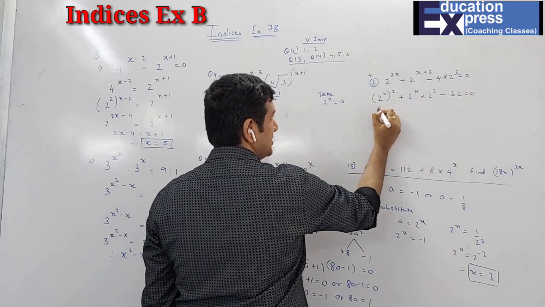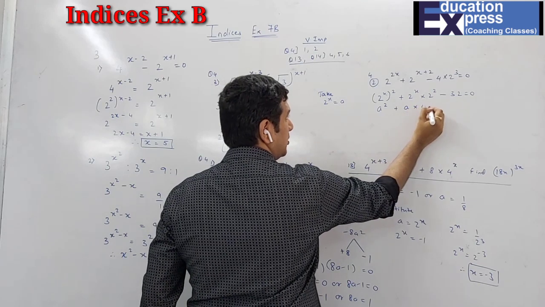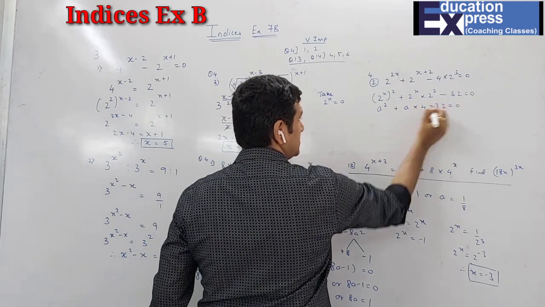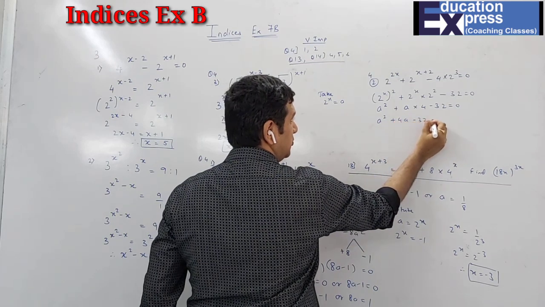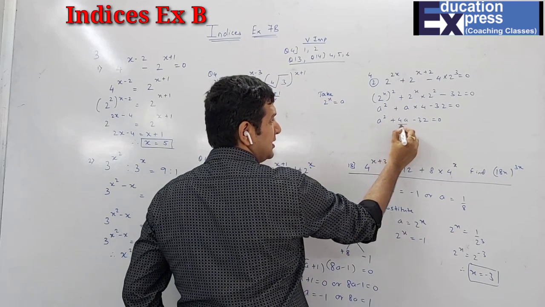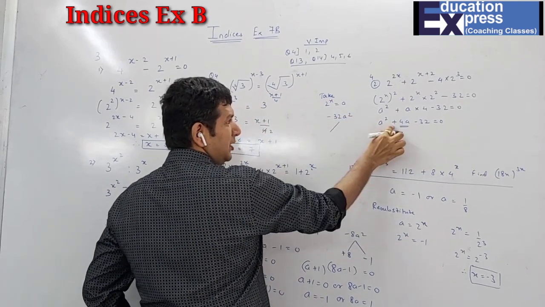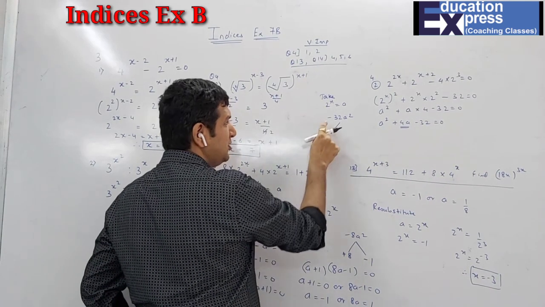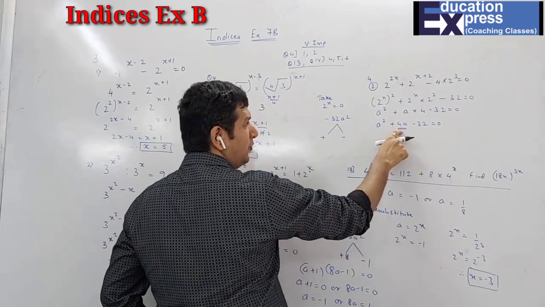2 raised to x is a, so a square, a into 4, minus 32 equals to 0. So a square plus 4a minus 32. Again split the middle term. What is the middle term? The middle term is 4a, and since the last term is minus, that will be plus into minus. Now two numbers have to subtract and get 4.